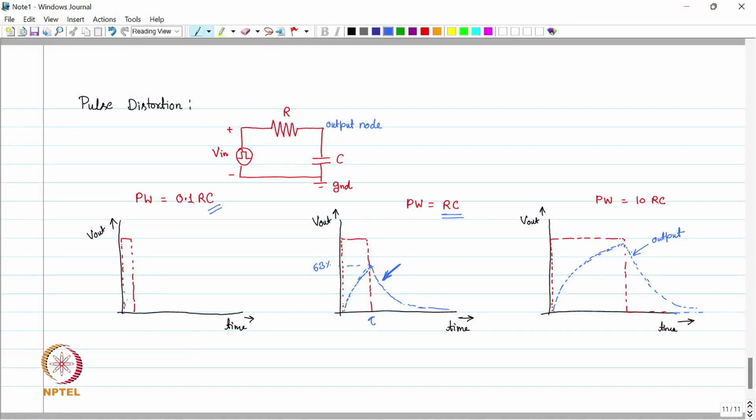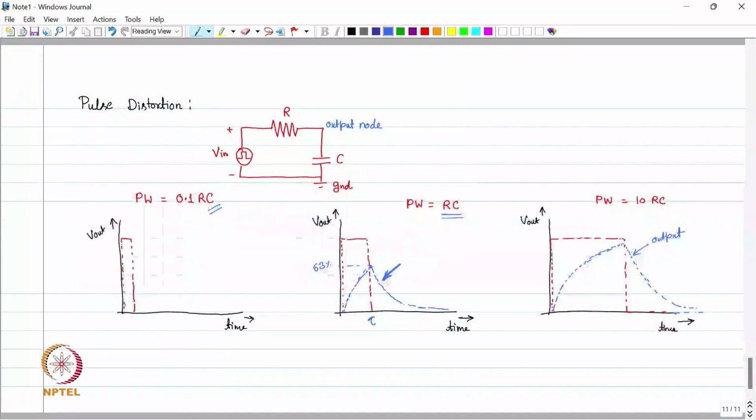The pulse width is very small, and the output node still takes 0.1 time period to reach 63%, and our pulse width is not even 1 time constant, so it just starts increasing, and by the time it reaches this point, the input again makes a transition to ground, and the output again follows this.